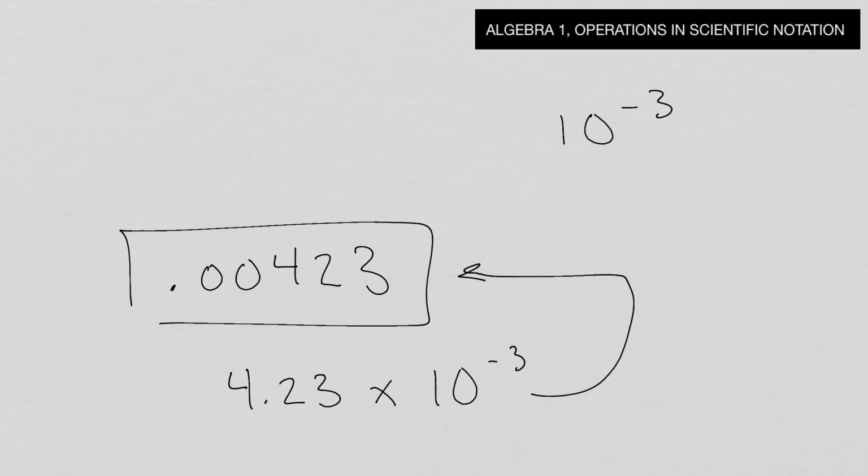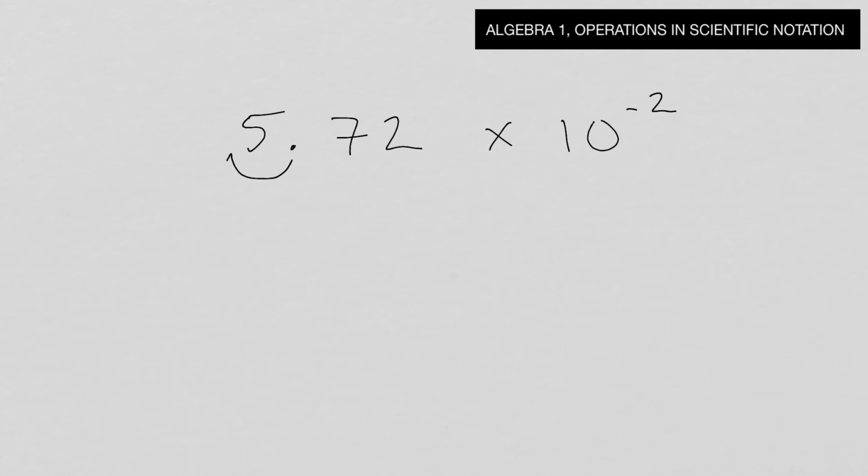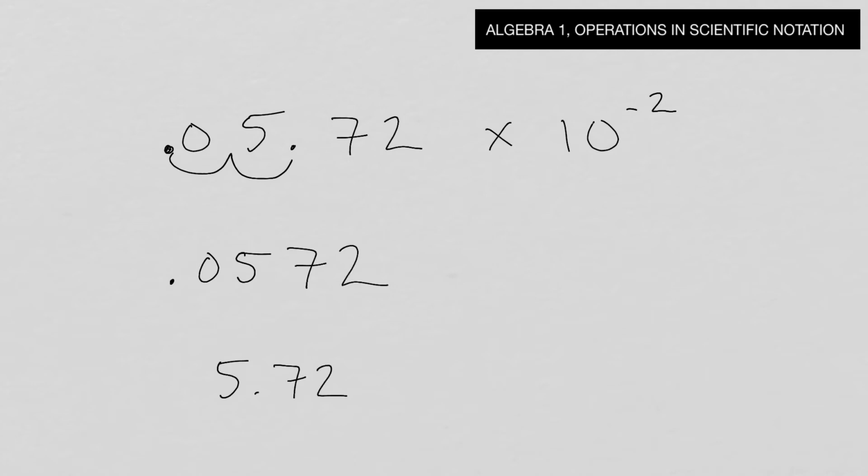Once again, let's say we have a number here, 5.72 times 10 to the negative 2. I'm simply going to move this decimal to the left. 1, 2. So we have 0.0572. So 5.72 times 10 to the negative 2 equals this number here.